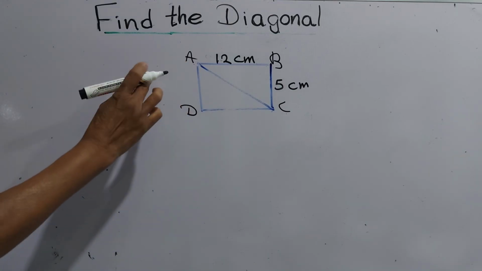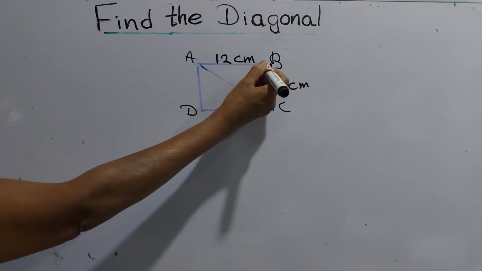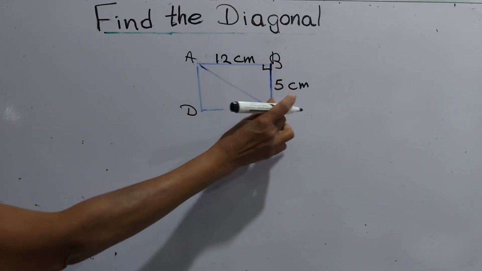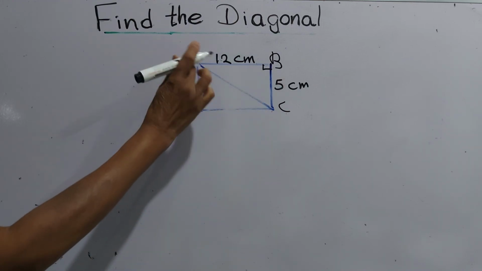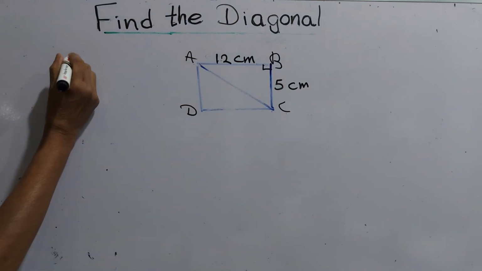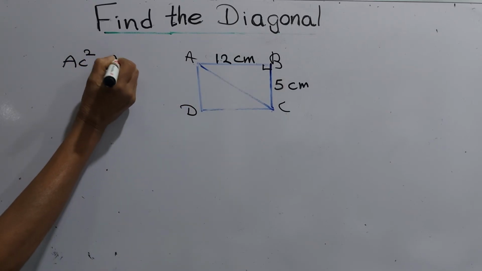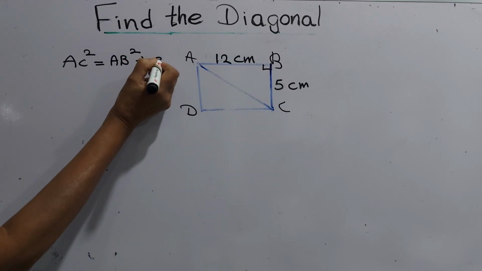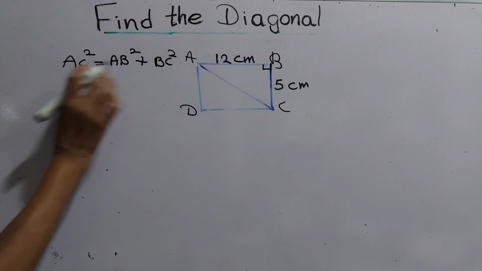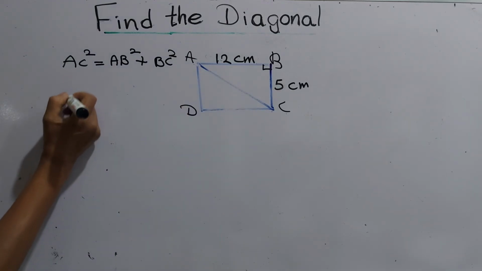Then we are going to use the Pythagoras theorem. This is a right angle triangle. ABC is a right angle triangle. Then if we use the Pythagoras theorem, AC squared equals AB squared plus BC squared. This is the Pythagoras theorem. Then we are going to find the value of AC.